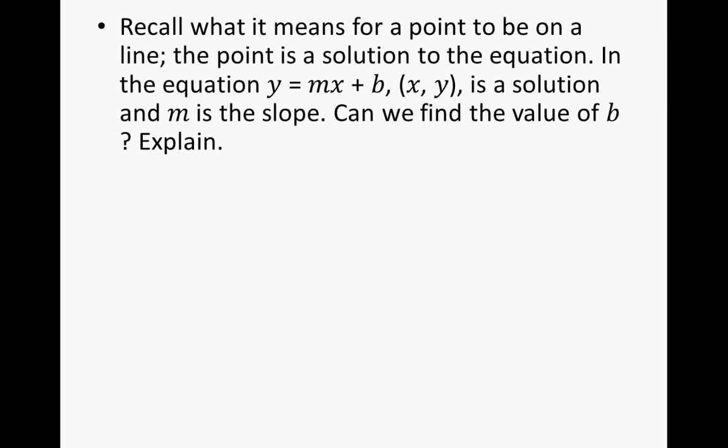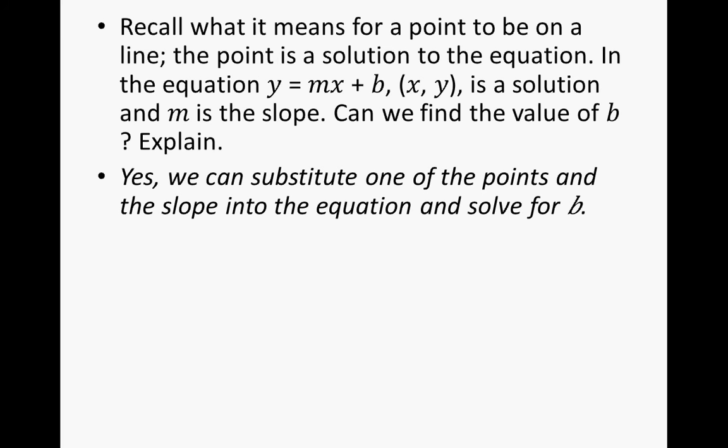Recall what it means for a point to be on a line. The point is a solution to the equation. In the equation y equals mx plus b, (x, y) is a solution and m is the slope. Can we find the value of b? Explain. Well, yes, we can substitute one of the points and the slope into the equation and solve for b.